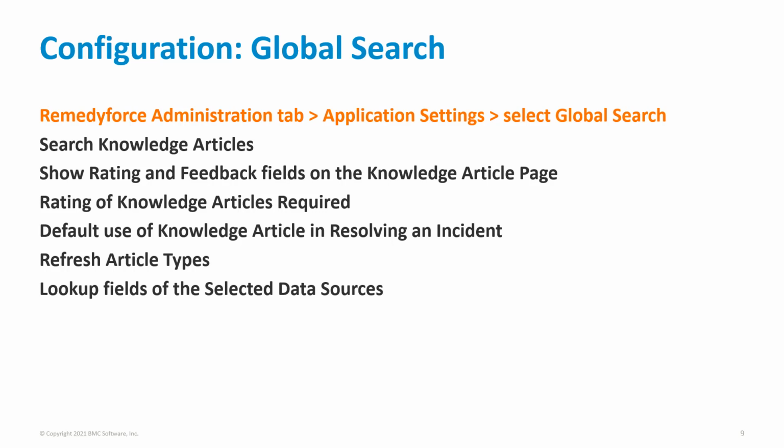You'll find this option under the Remedyforce Administration tab. Under the application settings, select global search. You will get the options: search knowledge articles, show their ratings and feedback fields on the knowledge article page, rating of knowledge articles required, default use of knowledge article in resolving an incident, refresh article types, and lookup fields of the selected data sources.